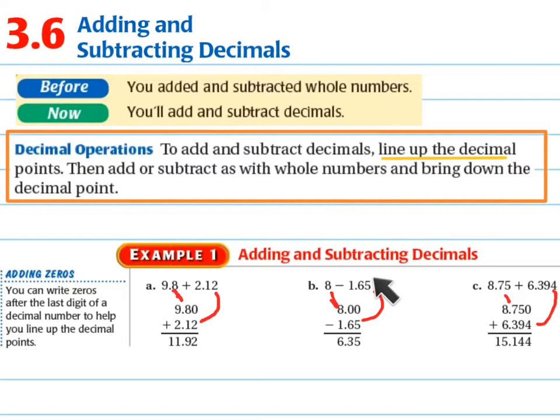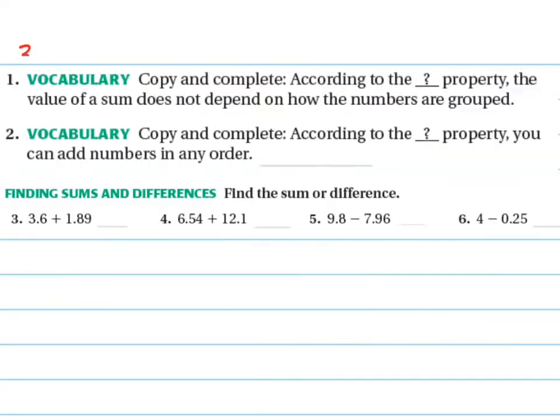In the math book, you're going to notice that they look like this, and we're going to write them out like this to show our work. So to start off, we're going to be on page 151, and this is assignment 3.6. So it says vocabulary, copy and complete.